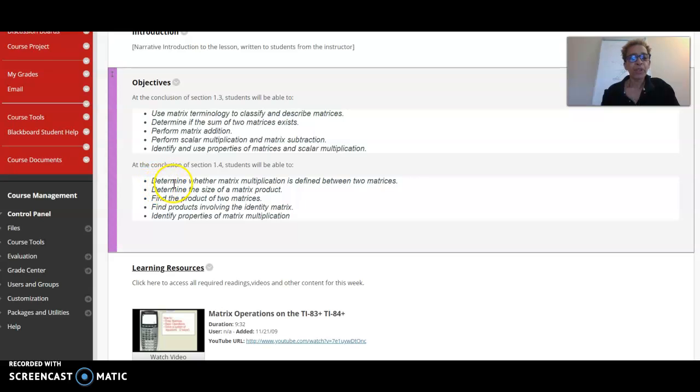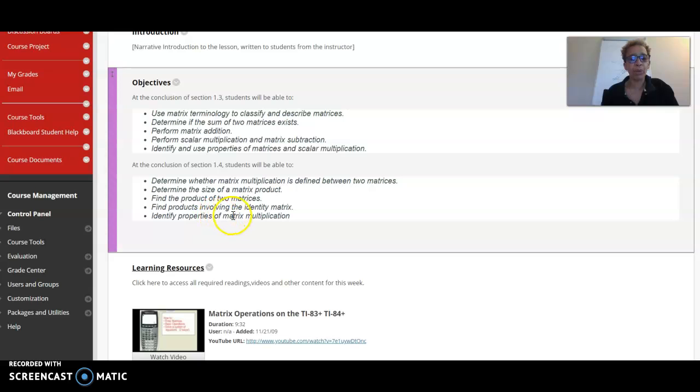In section 1.4, it says determine whether matrix multiplication is defined between two matrices. If you're multiplying two matrices and one is, say, a 3 by 4, then the second matrix has to be a 4 by something. In other words, normally we identify matrices by naming the number of rows by the number of columns. So the number of columns of the first one has to equal the number of rows of the second one in order to be able to multiply. They want you to determine the size of the product and find the product of two matrices.